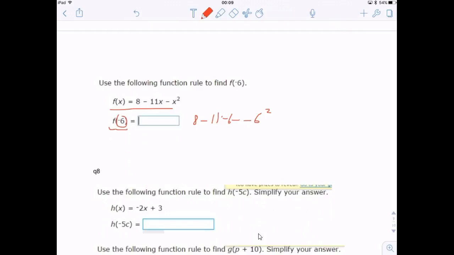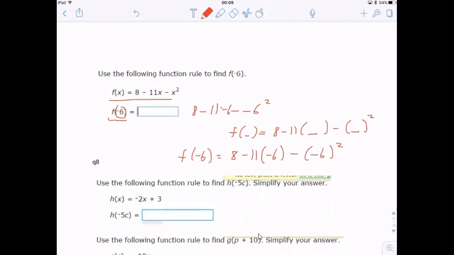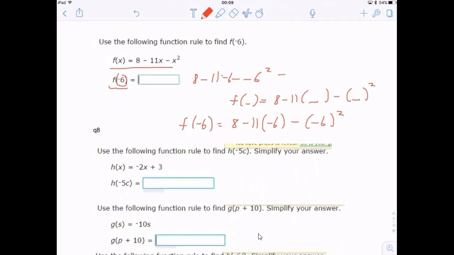Now I'm going to write it with my suggested notation. With the suggested notation, I'm saying do f blank equals 8 minus 11 parentheses blank minus parentheses blank squared. Now I'm going to put in f of negative 6, and I'm going to put 8 minus 11, parentheses negative 6 minus parentheses negative 6 squared. Okay, now if I do this problem and I do this problem, I'm actually going to get two different results. Watch this.